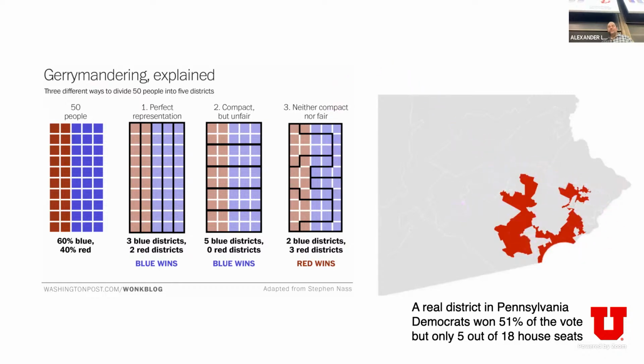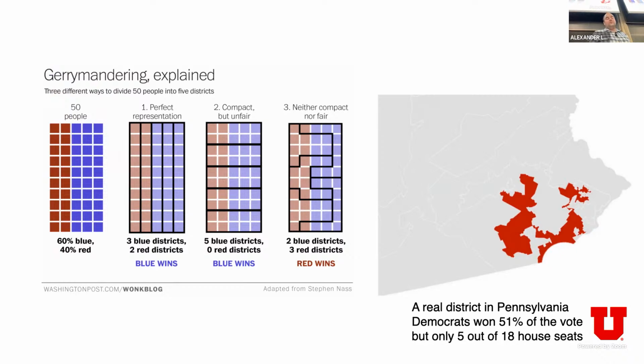And so what's the problem with gerrymandering? Let's suppose we have 50 people here that are spatially divided in this square. We see that 60% are blue, 40% are red. And if we drew our districts here exactly representing the columns, we would get perfect representation.